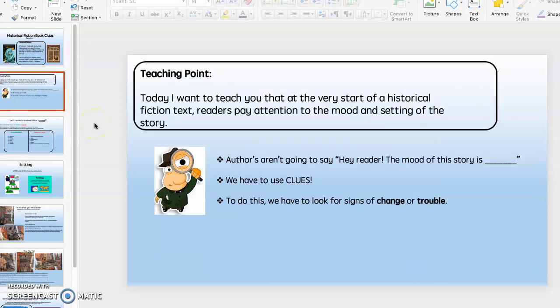So today I want to teach you that at the beginning of a historical fiction text or throughout reading a historical fiction text, readers pay attention to the mood and setting of a story. Now remember, mood also means the feeling of a story. These are some reminders down here. Authors aren't going to say, hey, reader, let me tell you the mood of the story. You're going to have to use clues, as you know, in order to pick that out. In order to do this, you look for signs of change throughout the story or signs of trouble, perhaps.